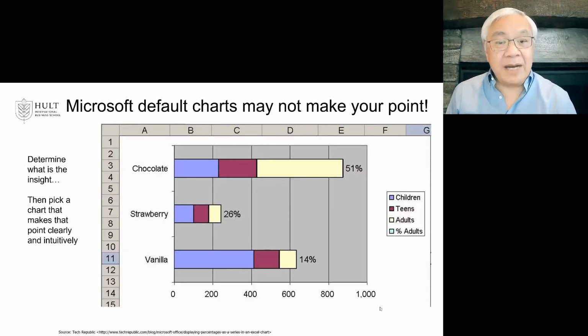The other point is that Microsoft has default charts. And you look at this chart, what is it telling me? Is it telling me what flavor of ice cream is most popular? Or is it talking about the demographics of who likes what flavor?